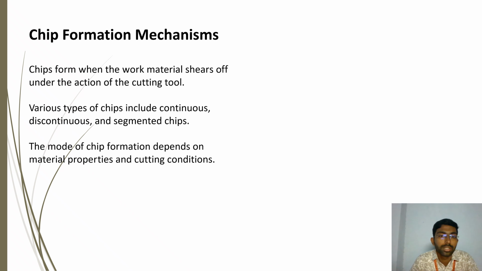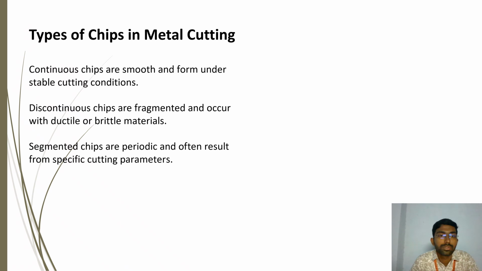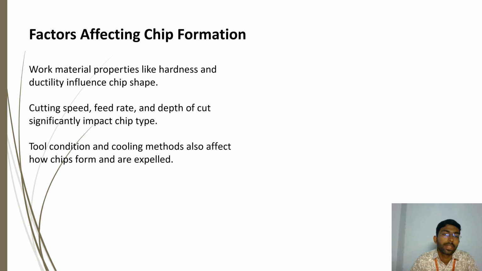Types of chips in metal cutting. Continuous chips are smooth and form under stable cutting conditions. Discontinuous chips are fragmented and occur with ductile or brittle materials. Segmented chips are periodic and often result from specific cutting parameters.